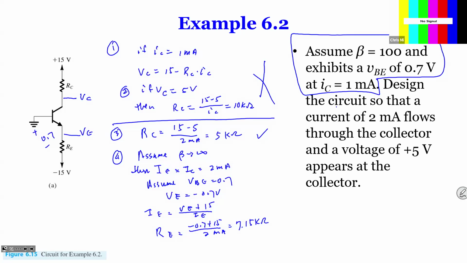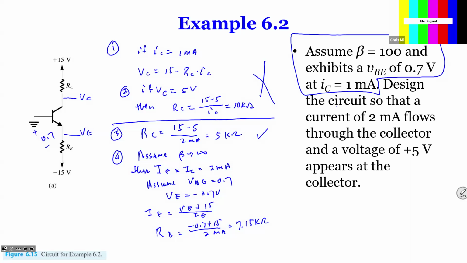Now, yeah, we do get some solution, which is not terribly wrong. But the problem is that we didn't get to use the given condition. Beta is 100, VB is 0.7 at IC 1 milliamp. We didn't use it, right? So which means somehow we got some solution, but we didn't use the given condition, which means there's a problem somewhere. And of course, the reason that we didn't use it is because we made some assumption. The assumption we made is beta infinity, so IC is equal to IE, and also we assume VB is 0.7.